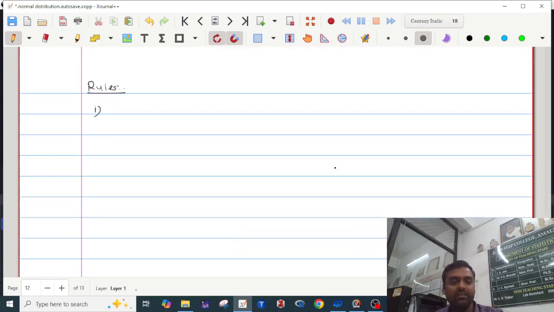First one is as usual the definition of PDF, that is the probability over the entire range, the integration from minus infinity to infinity of f(x) dx, should be 1.